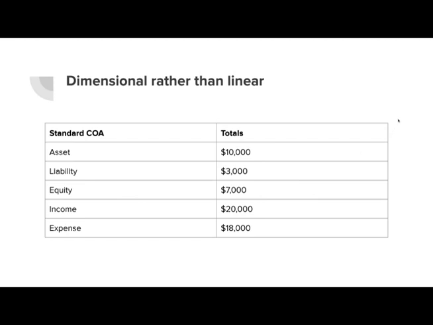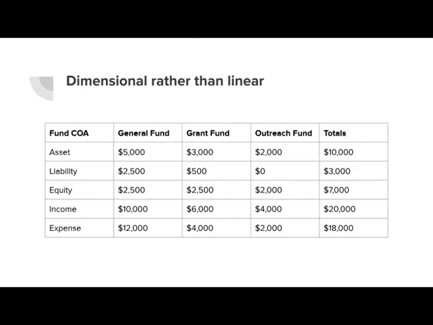And then you have your income and expense. So this would be a standard chart of accounts set of financial data. In a fund chart of accounts, like Aplos or any fund accounting system, you should be able to run something like this. On the far right, you have the same totals. Your balances did not change, but each fund has its own contribution to the story, right? So you might have $10,000 in your bank account, but how much of that 10,000 is allocated or stewarded for the outreach fund, the grant fund, and the general fund?